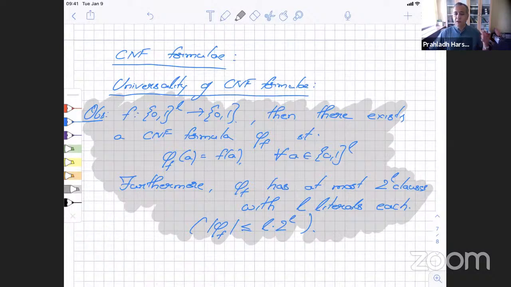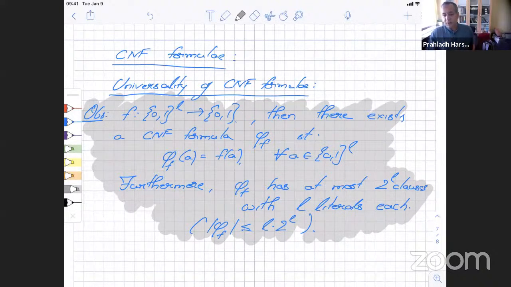So what is a clause? There are totally 2 to the L assignments, some of which cause the function f to evaluate to 1, and some of which cause f to evaluate to 0. So the furthermore should basically tell you what the proof is. Let's go over each of these 2 to the L possibilities.